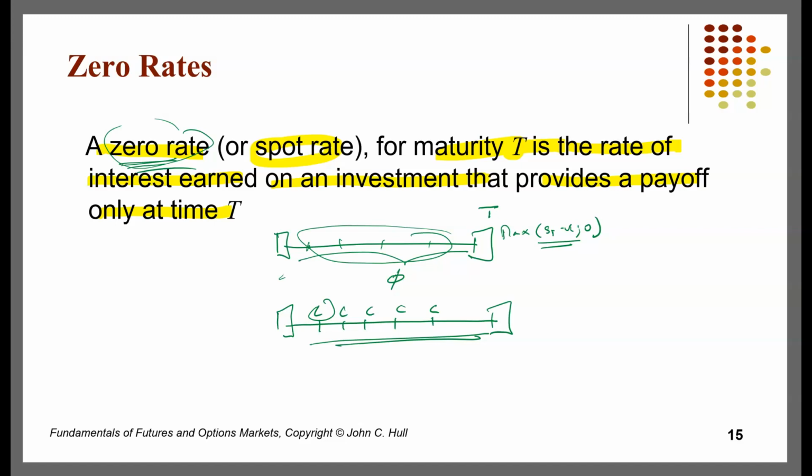Rates. In our last video we stopped here when we're talking about zero rate, and we said that a zero rate for a maturity T is the rate of interest earned on an investment that provides a payoff only at time T. And we made a contrast between the zero rate that considers no payment as made within this period versus a return on a bond that actually does pay coupon for a period of time.